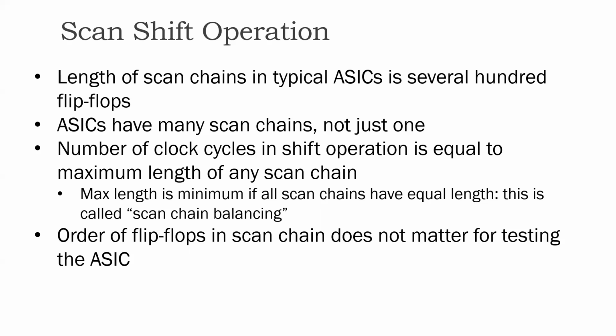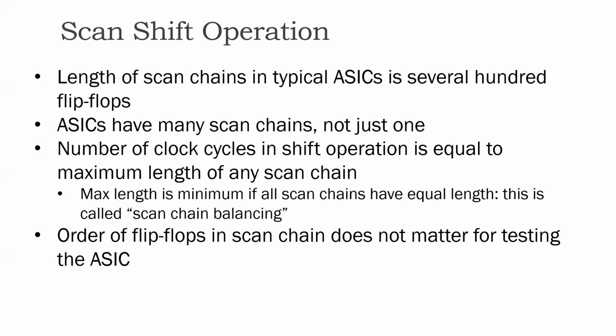The number of clock cycles during the shift operation is equal to the maximum length of any scan chain on the ASIC. And we want to minimize the time on the tester. So we want to minimize the number of clock cycles during shift. So it is important that the max scan chain length is not too much. And so ideally, if all chains have equal length, then the maximum chain length will be minimum. Okay. This is called scan chain balancing.